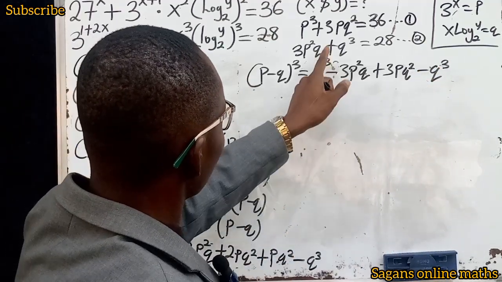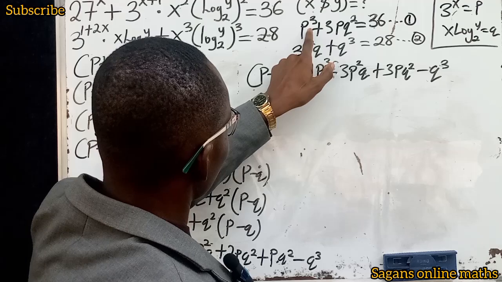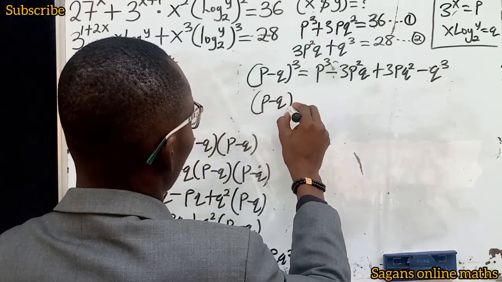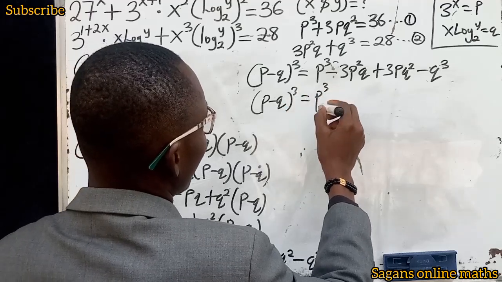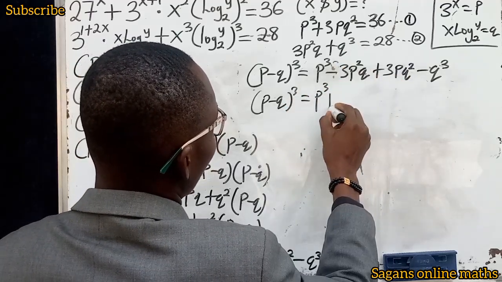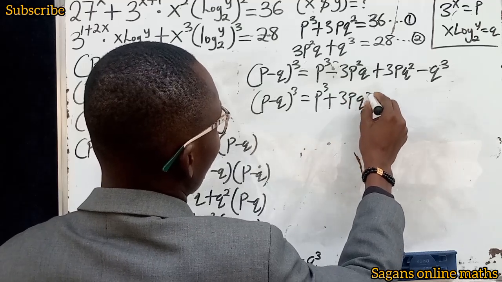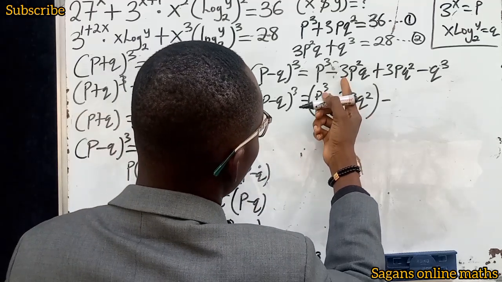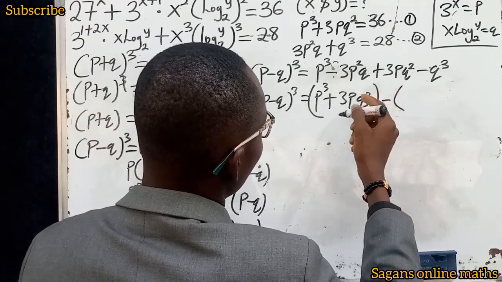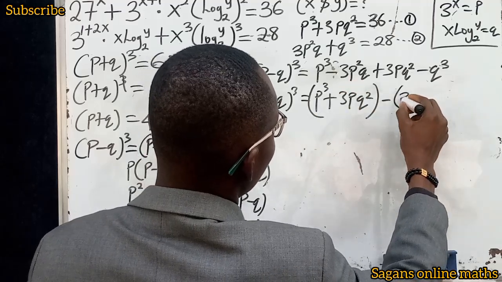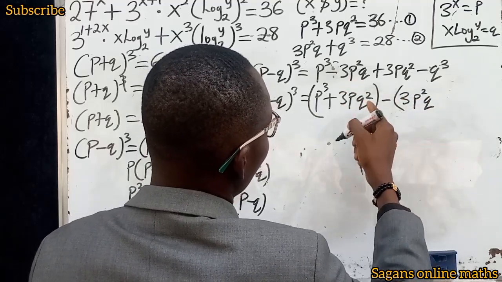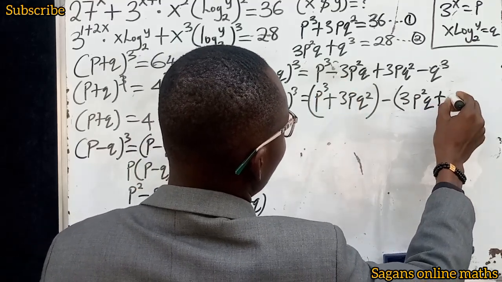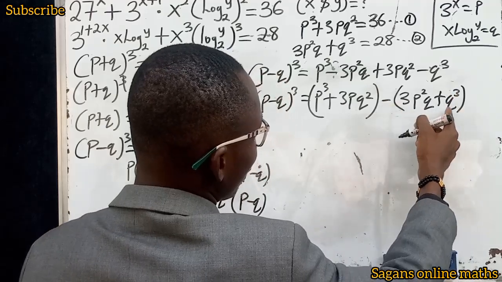Now let's combine this. You are having p to the power of 3 here, and you are also having it here, right? So you can combine it as p minus q to the power of 3 is equal to p to the power of 3, plus 3p multiplied by q to the power of 2, then minus 3p to the power of 2 multiplied by q, because minus times this gives us this, right? Then plus q to the power of 3. So if we use this minus to open this, we are going to have exactly what is here.